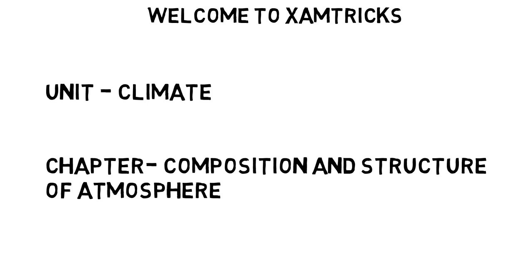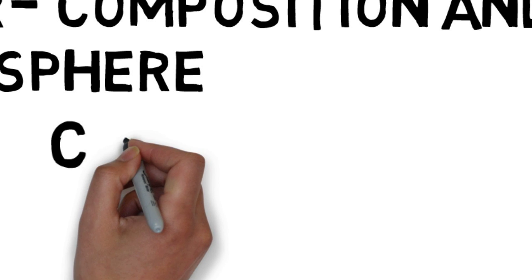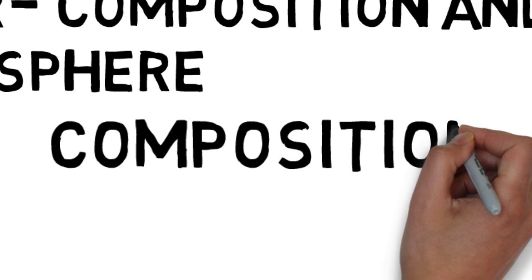First of all, what is atmosphere? Atmosphere is a mixture of different gases which envelops the earth all around, and 99% of the total mass of the atmosphere is confined to the height of 32 km from the earth's surface.